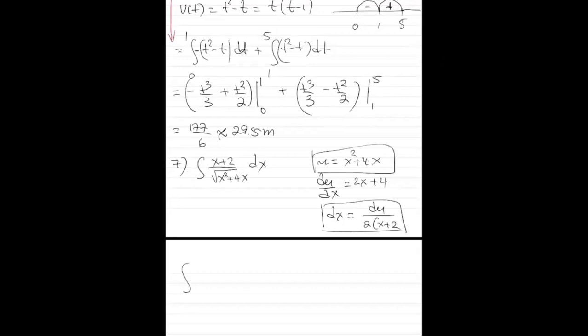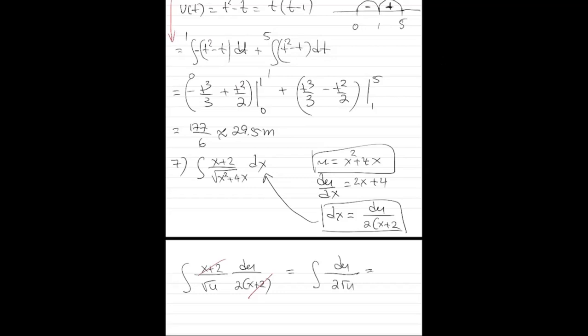Our integral becomes, I'll keep x plus 2 here, and here square root of u, but instead of dx, I'm going to write du over 2 times x plus 2. And you can see this x plus 2 with this x plus 2 cancels, and I have the integral of du over 2 square root of u.